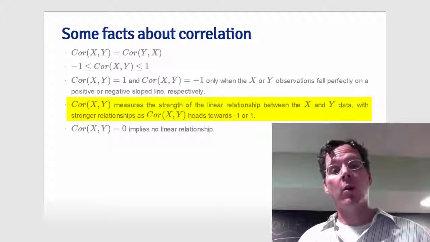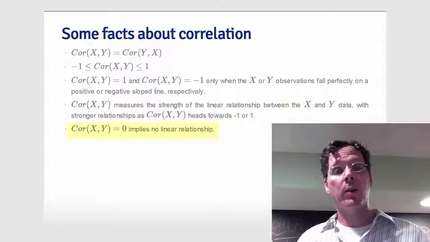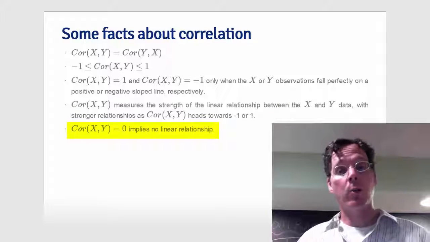We're estimating a stronger relationship the closer the correlation is toward the extremes, minus 1 or plus 1, and a correlation of 0 implies no linear relationship.